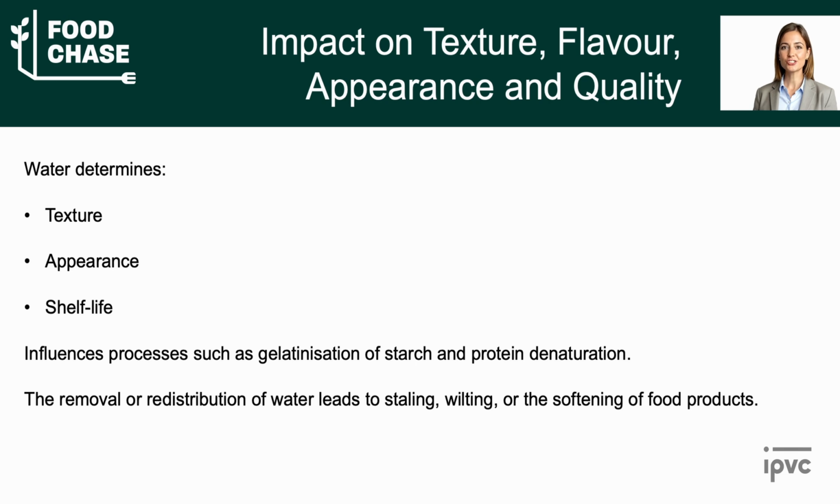Water determines texture, crispness, tenderness, juiciness, mouthfeel, appearance, shelf life, and influences processes such as gelatinization of starch and protein denaturation. The removal or redistribution of water leads to staling, wilting, or the softening of food products. Water is central to advanced textural engineering. For example, manipulating water states in food matrices allows for tailored juiciness or crispness, as seen in the contrast between fresh grapes and raisins.